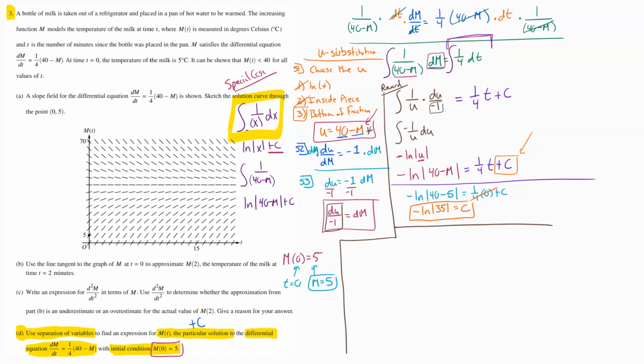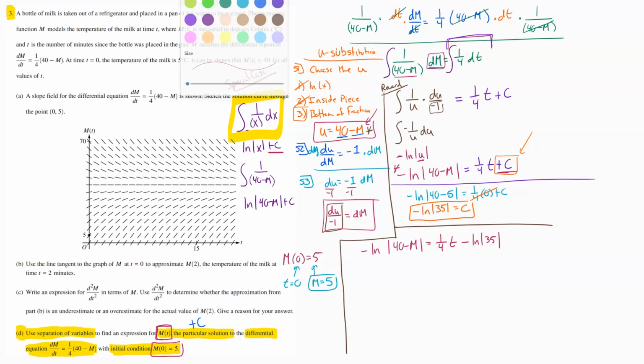So we're going to start on the left-hand side here, and we've got negative natural log of the absolute value of 40 minus m is going to equal 1/4 t, and then plug in for c minus the natural log of the absolute value of 35. And then we just keep rolling with this now, and we need to solve to get m by itself. So the final answer, the particular solution, remember, is going to be an m of t equation. So we need to get m by itself.